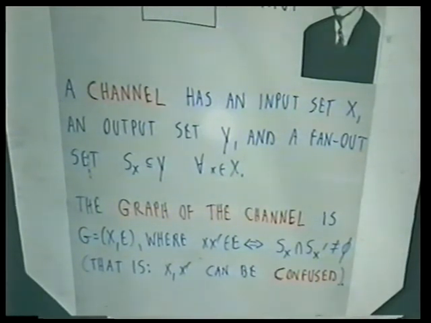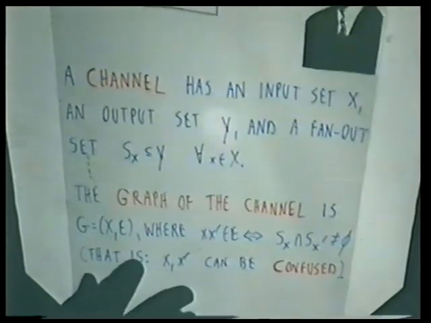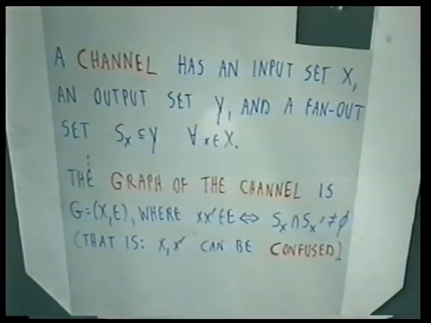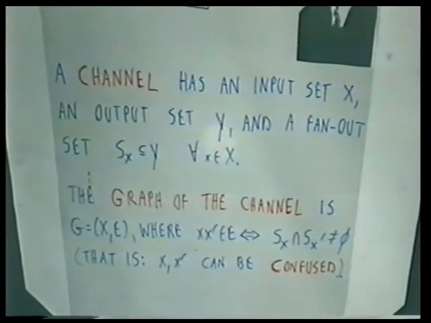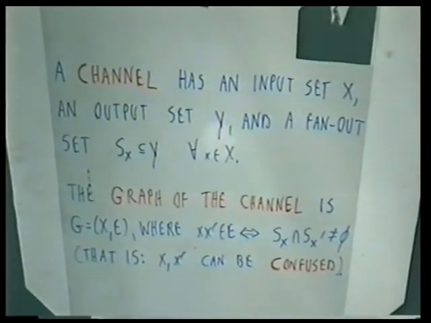Now, when we have a channel, we can define the graph of the channel, and the graph of the channel is a graph whose set of vertices are just all the possible inputs, and two are adjacent if they are confusable, if the fan-out sets of them intersect. Namely, x and x prime are adjacent if when Shannon is sending x or when he's sending x prime, on the other side, what we could get is the same thing. So it's confusable.